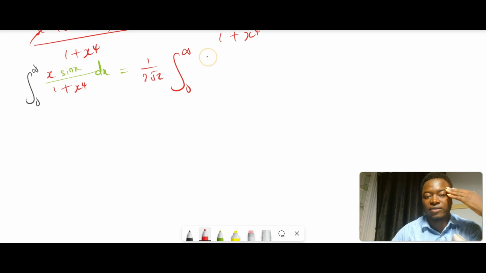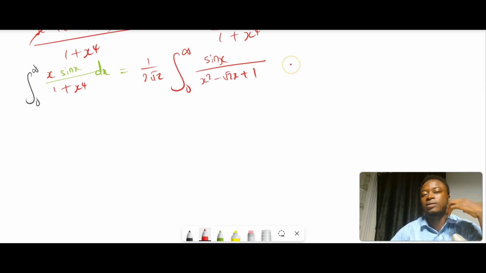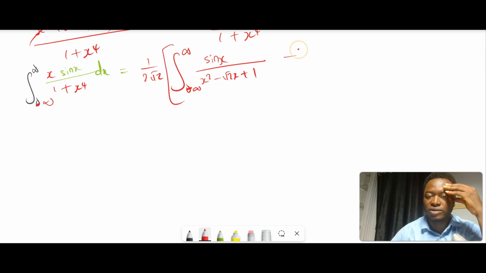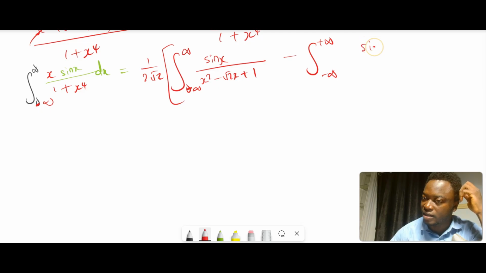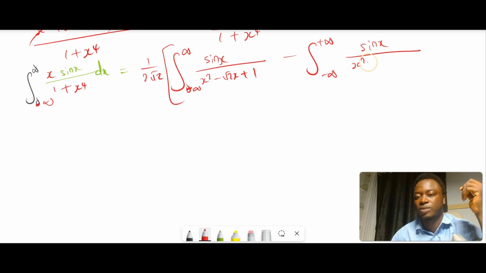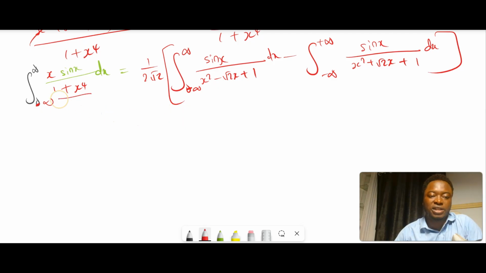So you have sine of x all divided by x squared minus square root of 2x plus 1, minus the integral from negative infinity to positive infinity of sine of x divided by x squared plus square root of 2x plus 1, dx. So you can see that this term x over 1 plus x to the fourth was able to allow us to put it in partial fractions.